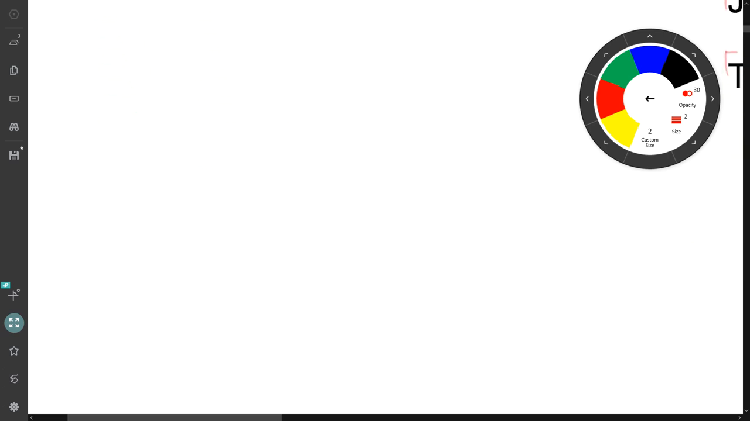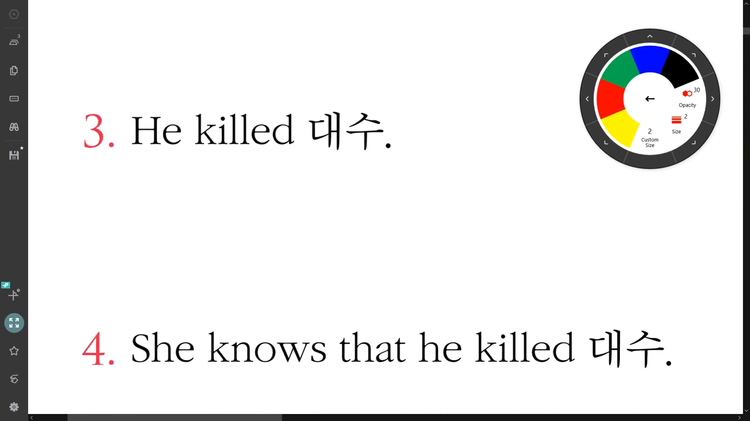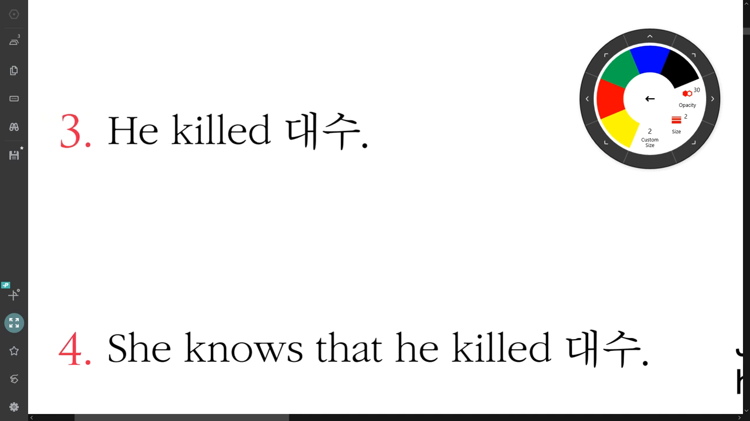Now let's look at type 3 sentences. A type 3 sentence consists of a subject, a transitive verb, 타동사, and a direct object, 직접 목적어. In sentence 3, he killed Desu, we'll mark our subject and verb, and then we'll mark Desu as the direct object using corner brackets and the number 4.